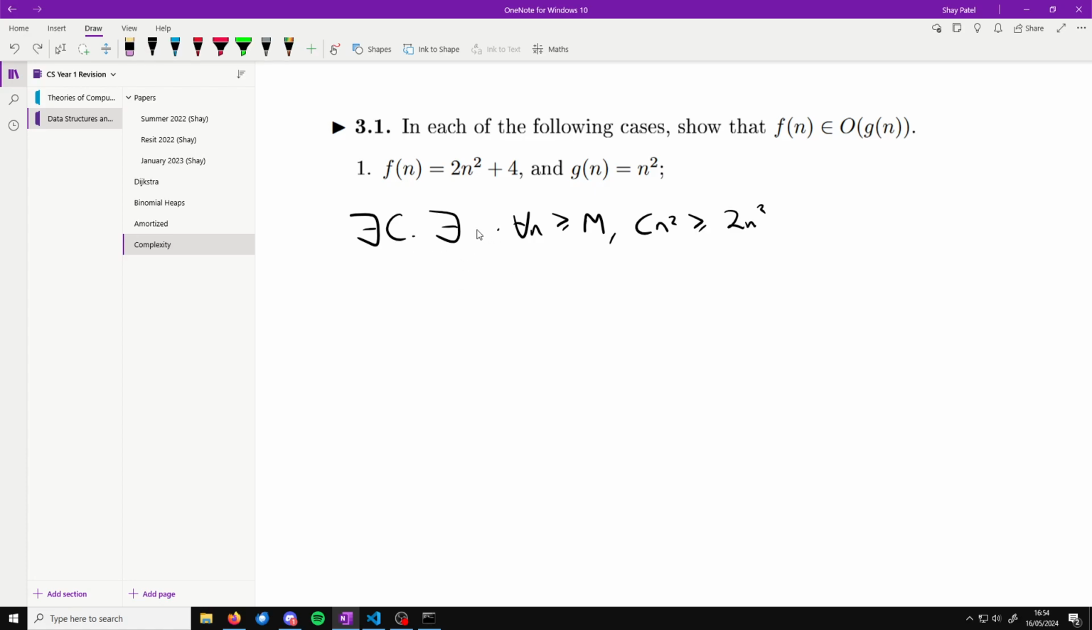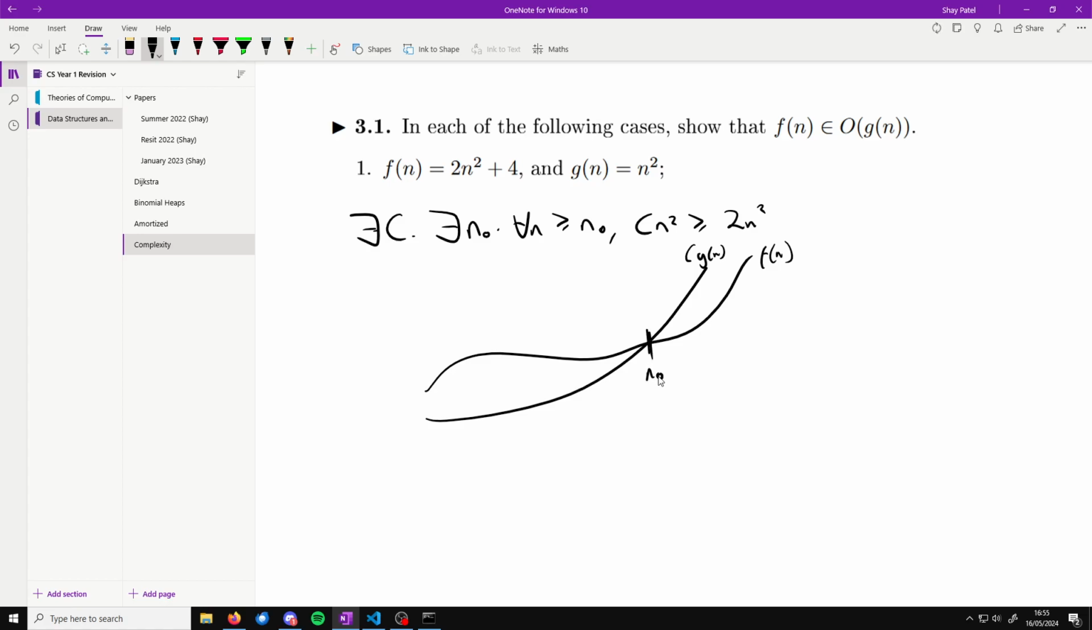I'd probably say n0 is better off here, but it shouldn't make a difference what you call your constants. It should be marked the same. So we want to find a constant, so some multiplier, and we want to find some crossover value. This would be our n0, where our g function, in this case n squared, is always going to be more than our f of n. Our c would be the multiplier of this g of n function, and our n0 would be this crossover point, or anything above the crossover point.